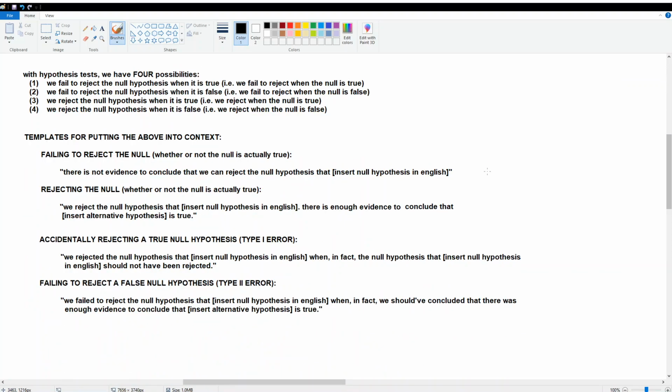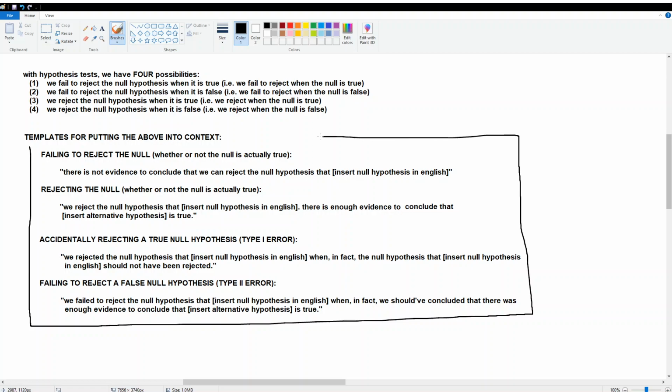All right, let's move on. Now let's put these into context. These are all templates, and I recommend that you put this on your cheat sheet, because these give you templates for interpreting an error in the context of the problem. So let's suppose we fail to reject the null, whether or not we know it's true. In this case, our conclusion is that we do not have enough evidence to conclude that we can reject our null hypothesis.